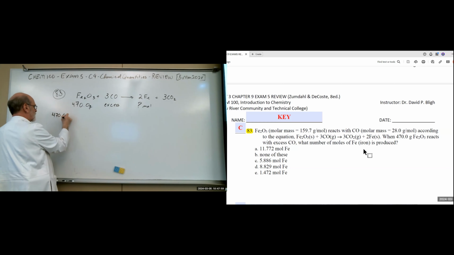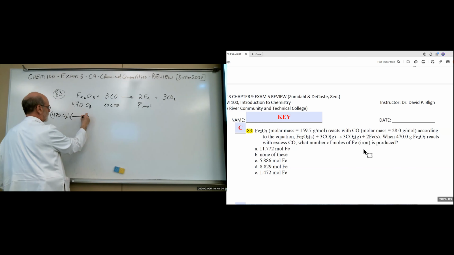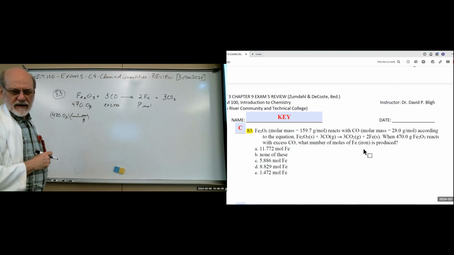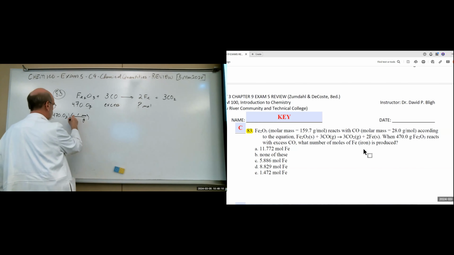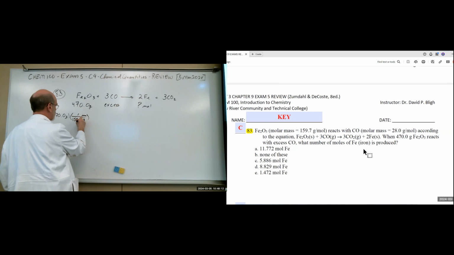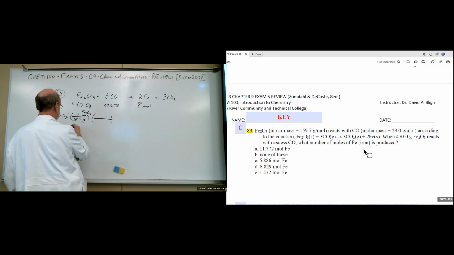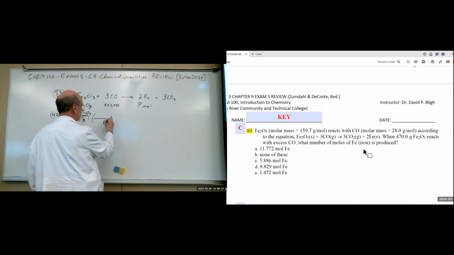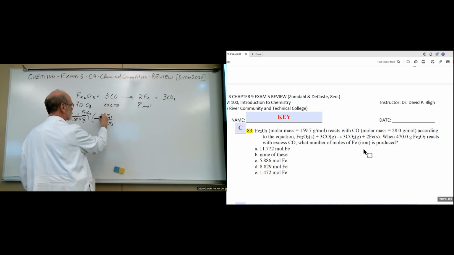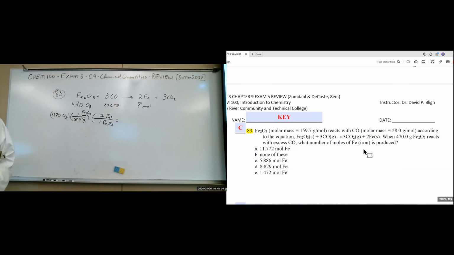470 grams, and I think they gave us the molar mass. Did they not? Yes, 159.7 grams per mole. That's moles of Fe2O3. Then we want to take that and convert to iron. This is the 2 coefficient, that's a 1 coefficient. And that should give us our answer.